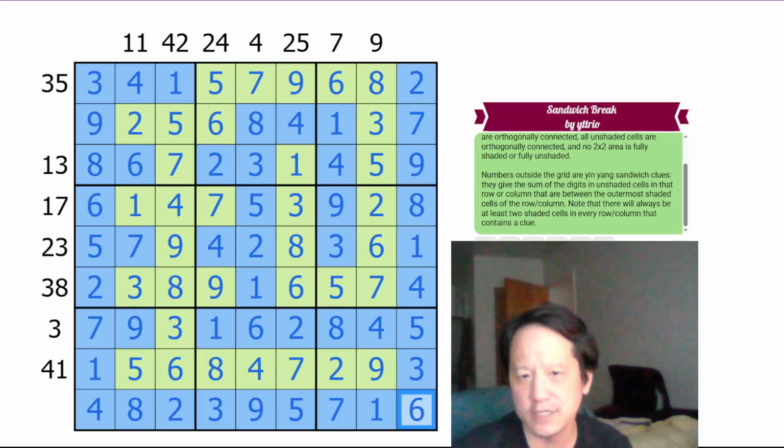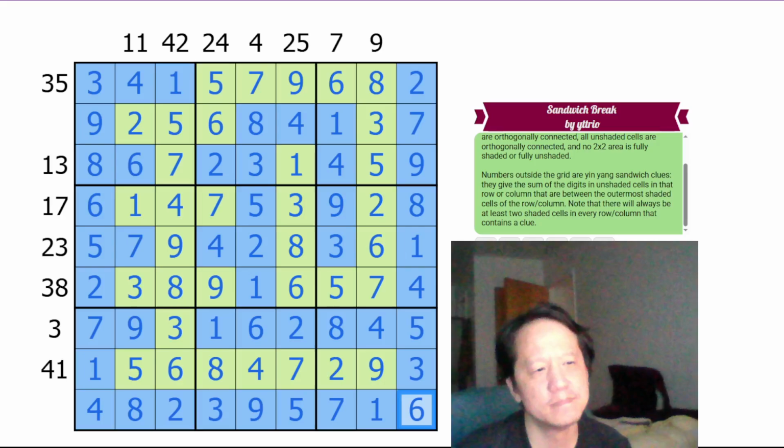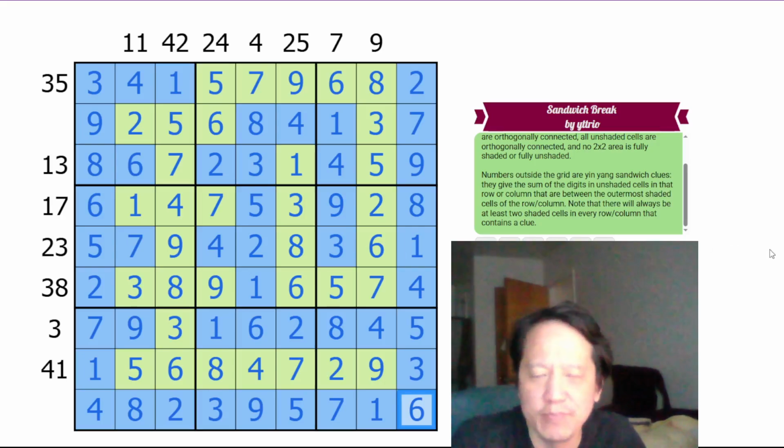The logic is a little bit... well, it's not that challenging thinking about it. I don't know. It seemed fairly straightforward, but maybe that's just me.